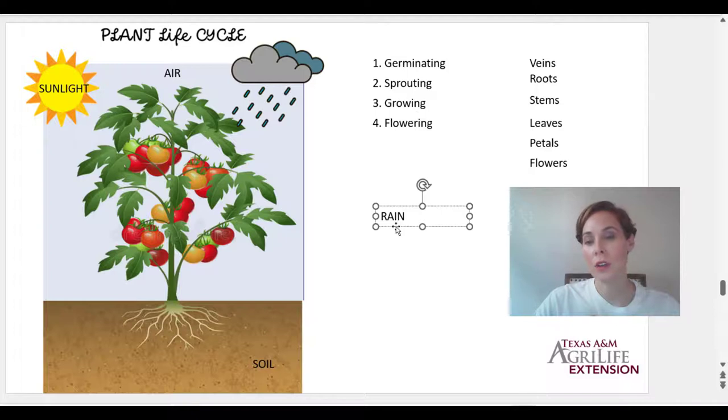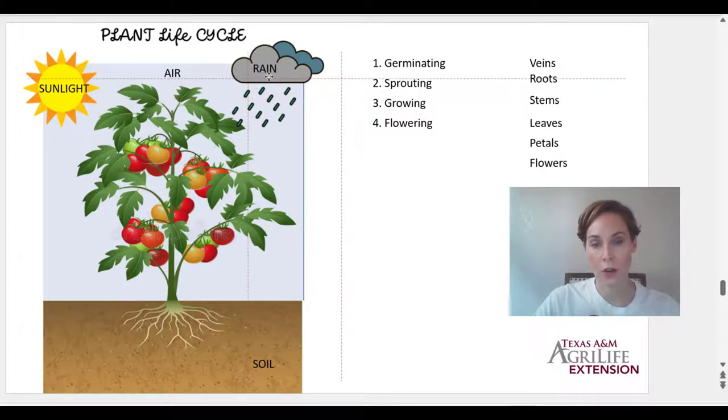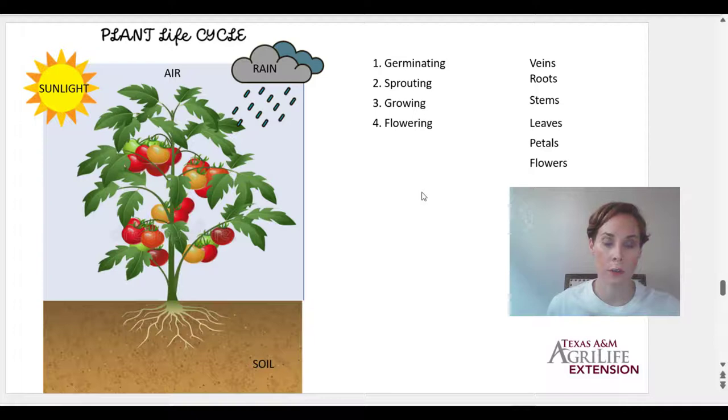And our plants also need water. And the best kind of water for a plant, of course, is rain. So we can put our sticker on our little rain cloud right there. So those are the requirements of the plant. The one thing that we didn't mention was nutrition, but the nutrition is in that soil.